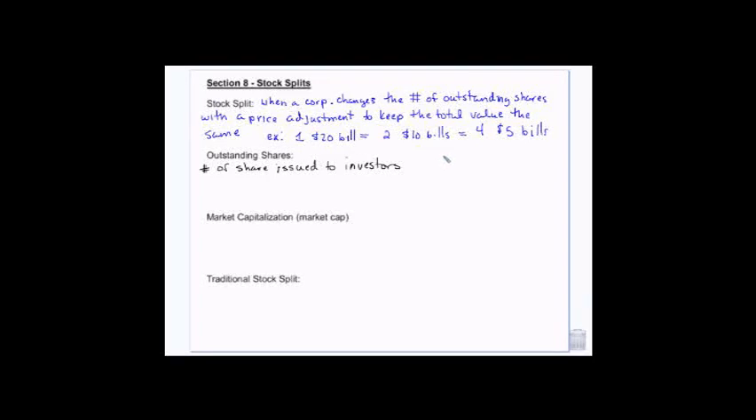Shares, but the total value can't change. It has to stay the same. The market cap is the total value.